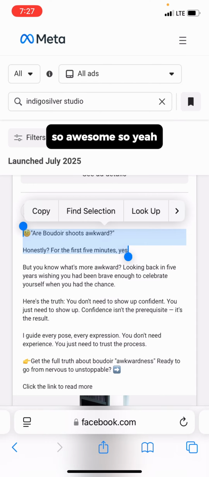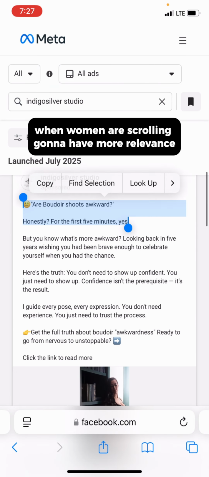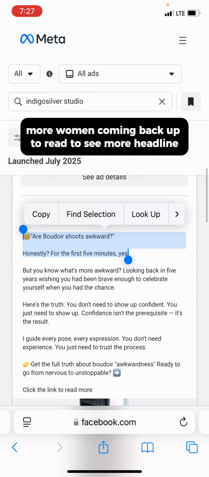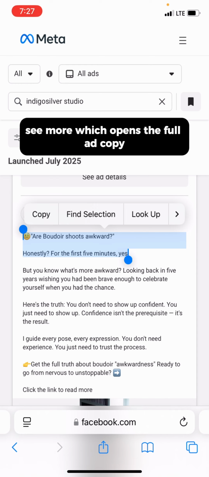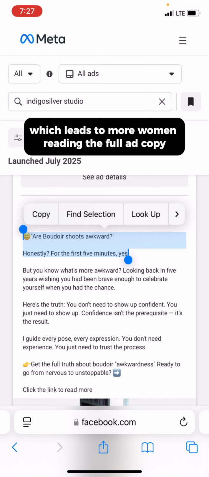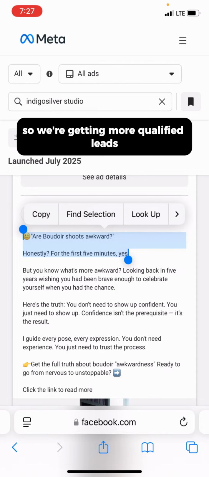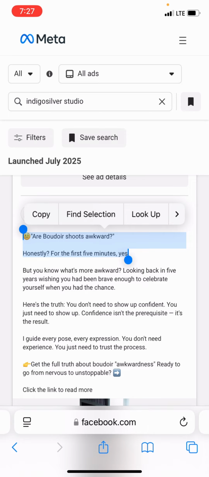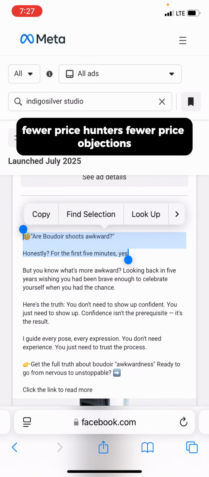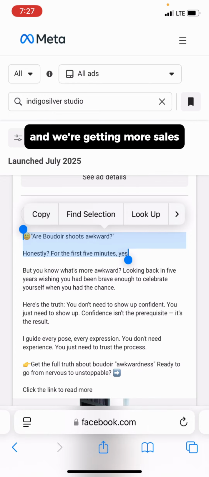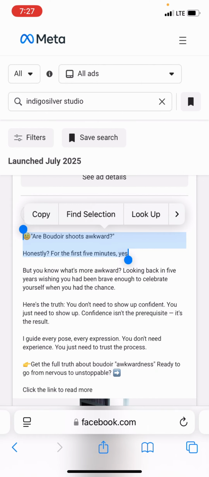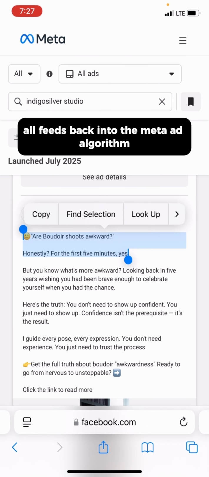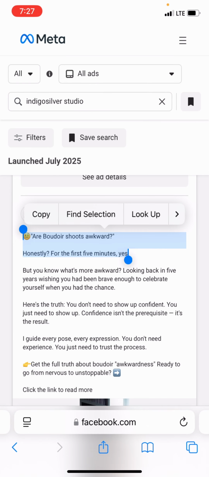So awesome. So yeah, when women are scrolling, we're going to have more relevance, more women coming back up to read the See More headline. So that leads to more women clicking see more, which opens the full ad copy, which leads to more women reading the full ad copy, becoming pre-qualified. So we're going to have more qualified leads, more qualified appointments, fewer price hunters, fewer price objections, less ghosting, and we're getting more sales, more revenue, more bookings, more clients, higher ROAS, more conversions. All of that feeds back into the Meta ad algorithm.